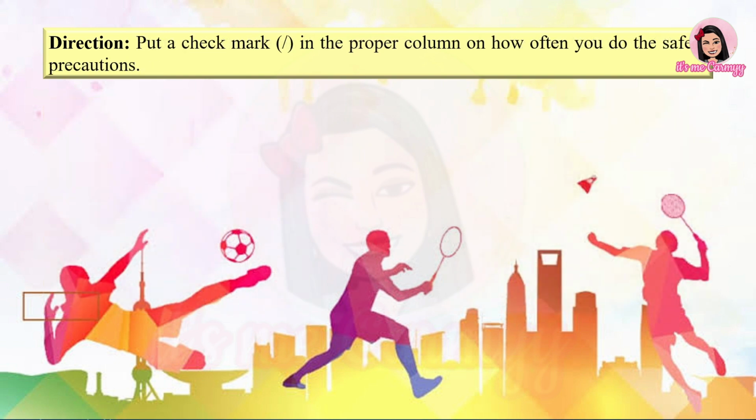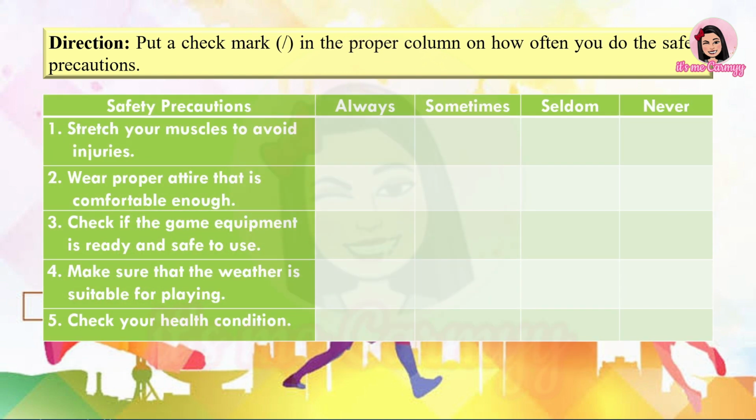Now, put a check mark in the proper column on how often you do safety precautions. So we have here the safety precautions: always, sometimes, seldom, and never. Number 1, stretch your muscles to avoid injuries. Number 2, wear proper attire that is comfortable enough. Number 3, check if the game equipment is ready and safe to use. Number 4, make sure that the weather is suitable for playing. And number 5, check your health condition. Be honest in checking the proper column.